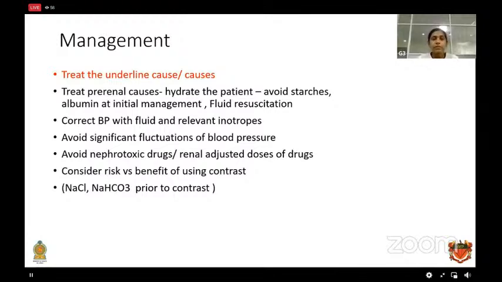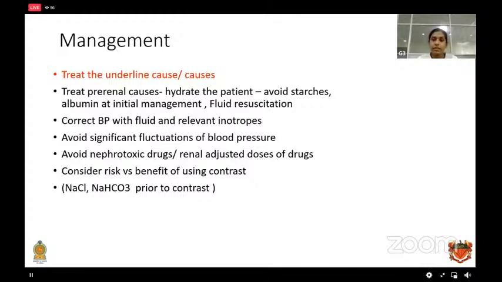So the most important thing, once you detect AKI, no point of just managing AKI without managing the underlying cause. So you have to manage underlying causes actually. Sometimes patient may be having a single cause or multiple causes for AKI. So treat the causes. And especially if the patient is having a pre-renal condition, the hydration is very important.